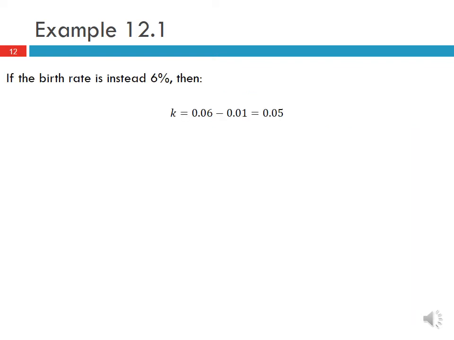If instead the birth rate was 6%, then our k is 0.06 minus 0.01, which is 0.05. Our initial value problem is dx by dt is 0.05x, and the exact solution is x is equal to 35 e to the power 0.05t.